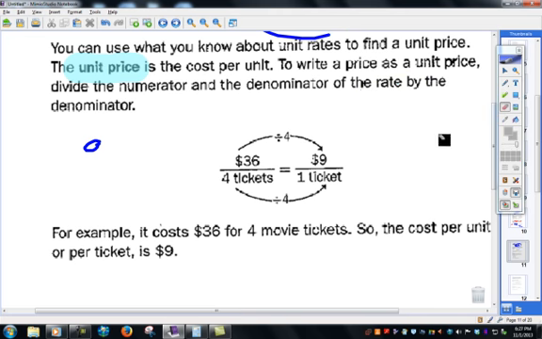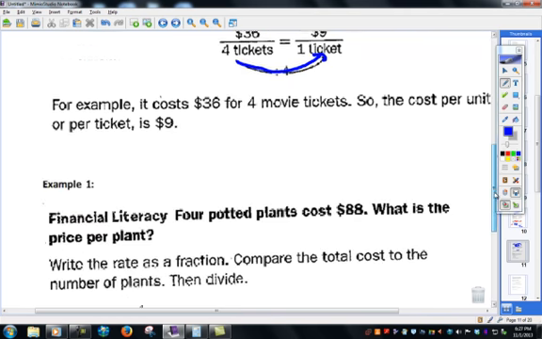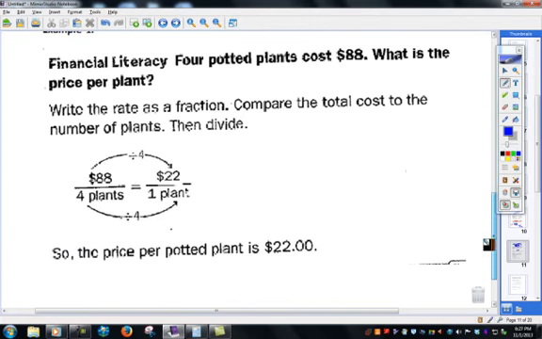The example they have here: it costs $36 for 4 tickets. So we want to figure out how much one ticket costs. Divide by 4, divide by 4. Next, 4 potted plants cost $88. What is the price per plant? Plants had to go in the denominator, and then we went from 4 to 1 by dividing by 4. So we do the same thing up here. Each plant costs $22.